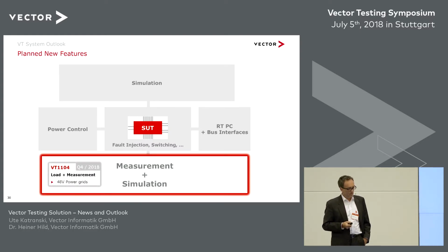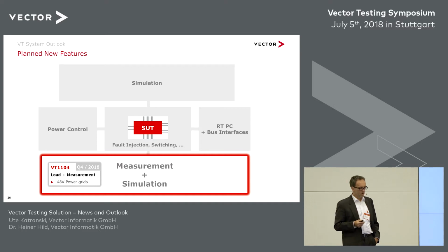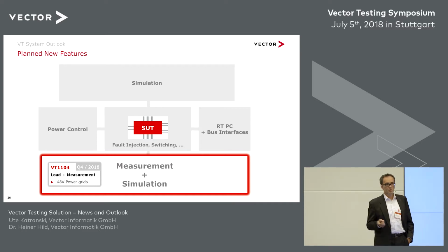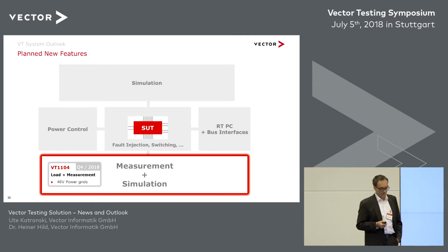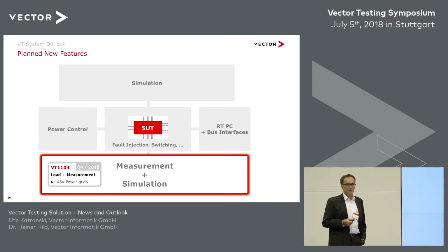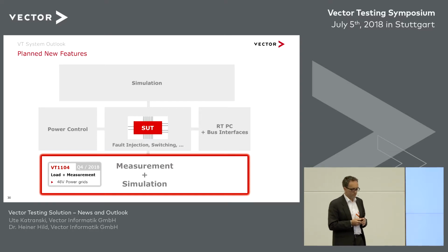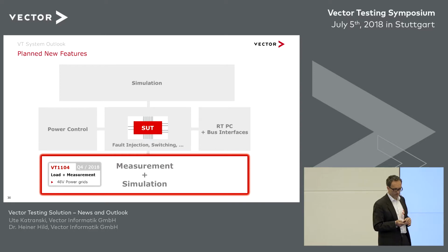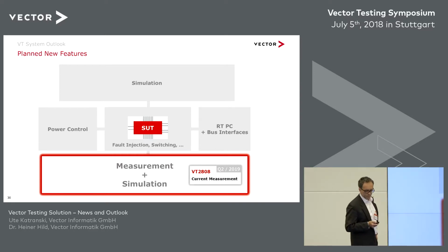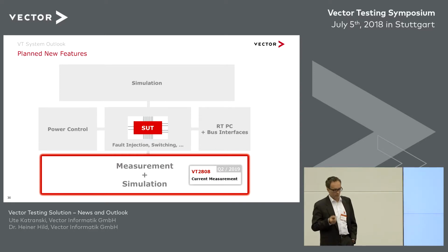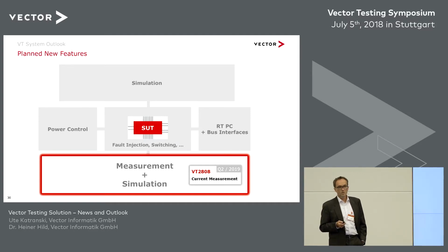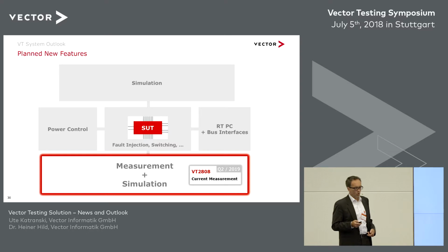Then from measurement and simulation, serving the ECU outputs, we've got a minor change there. There will be a 60 volt suitable version, the VT1104, in order to serve 48 volt power grids. So that's basically finished. It has to be finally released only. And then we are planning for a new module for next year. That's an explicit current measurement module.